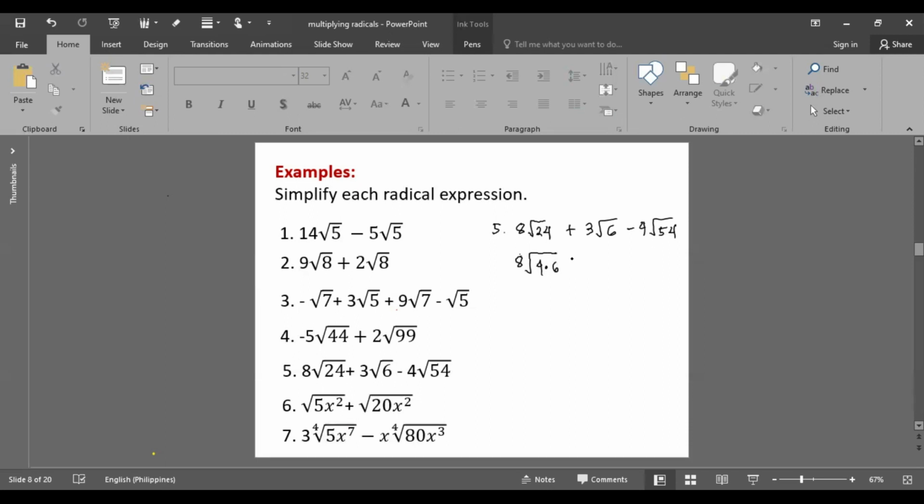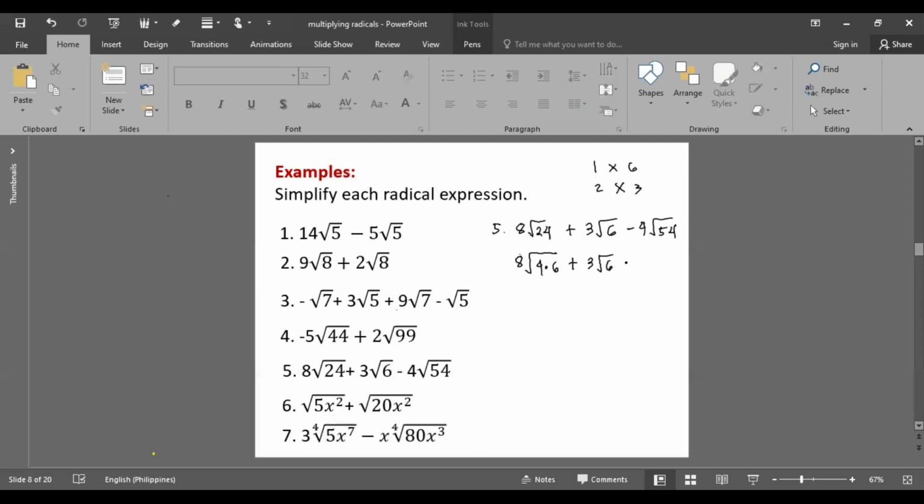Then, let's have the second term. 3 the square root of 6. May isa-simplify pa ba si 3 the square root of 6? Look at the radicand. May factors ba ang 6 kung saan may square root yung isang factor? What are the factors of 6? 1 and 6 and 2 and 3. Wala naman dyang may square root, so just copy 3 the square root of 6.